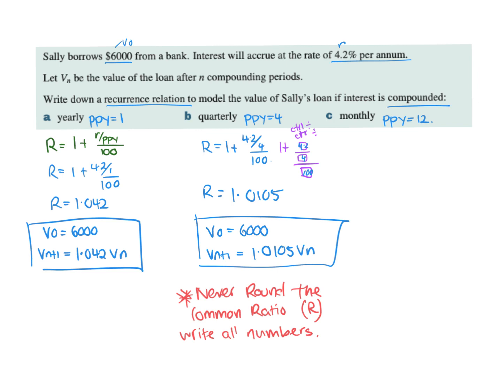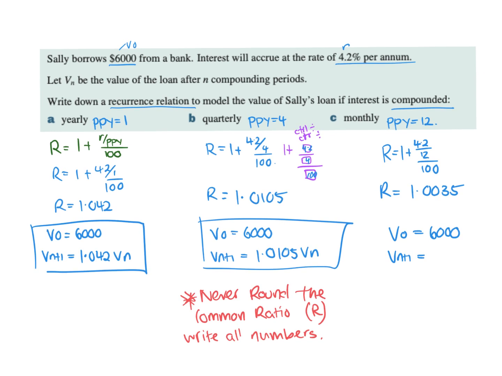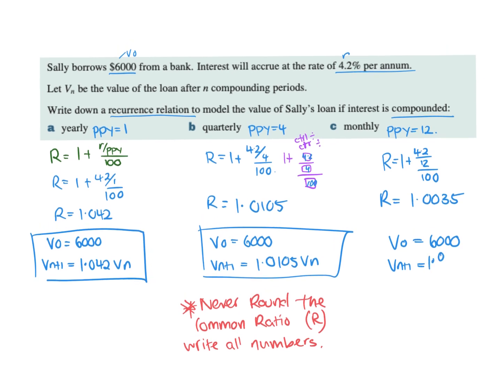Okay, so then this last one, when we had a monthly, it'd be 1 plus 4.2 over 12 over 100. If you do that, you end up with 1.0035. So if I write the recurrence formula, I've got to write the initial, then I write the rule, which is 1.0035 VN. And that's the final one.